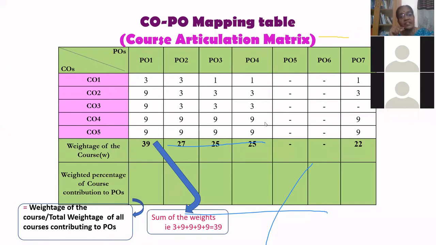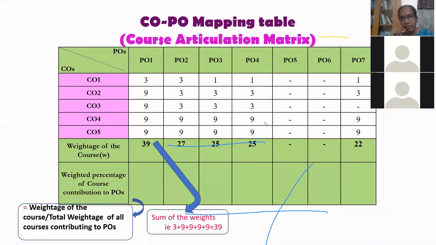And after this, 39, 27, 25, 25, everything is nothing but the weightage of the course. Then the next row is nothing but the weighted percentage of the course contribution to the POs. That you cannot write now.